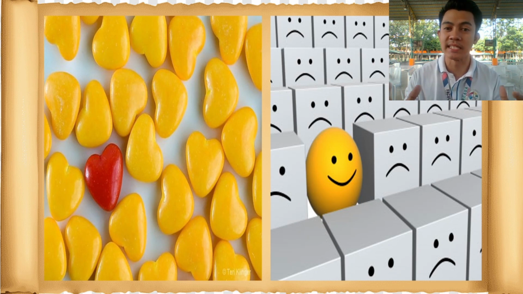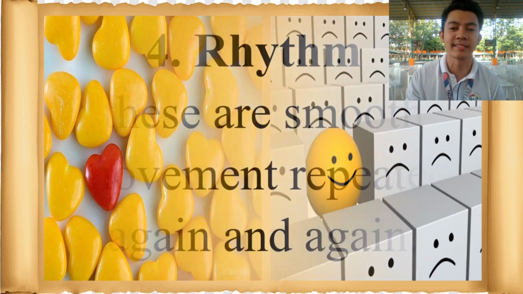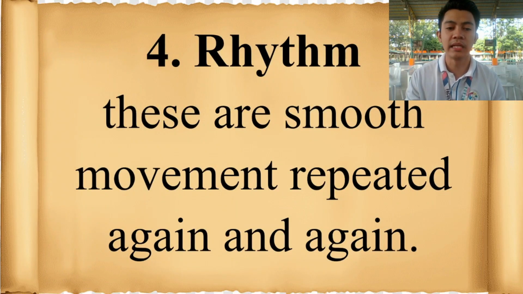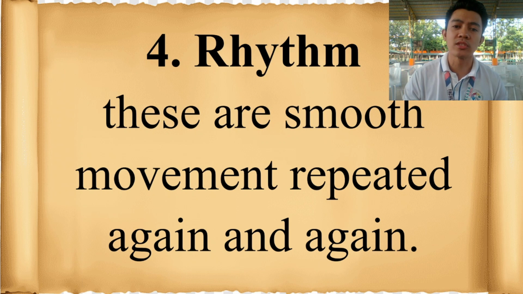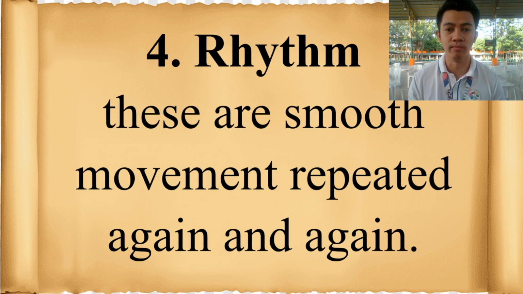Okay? Emphasis. Alright? Next. Rhythm. These are smooth movement repeated again and again. What does it mean? Rhythm is created when one or more elements of design are used repeatedly to create a feeling of organized movement.